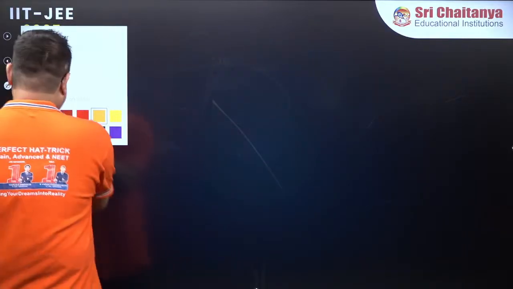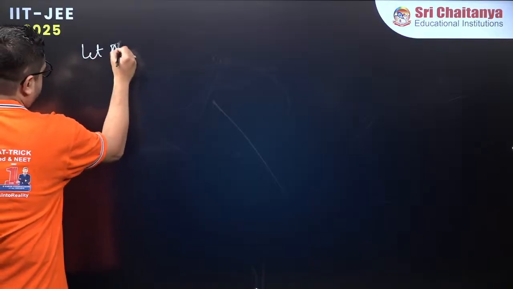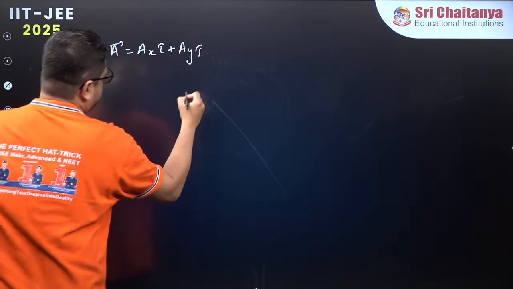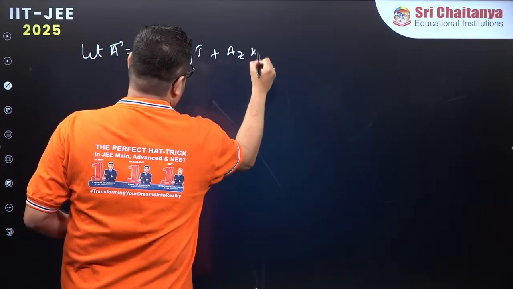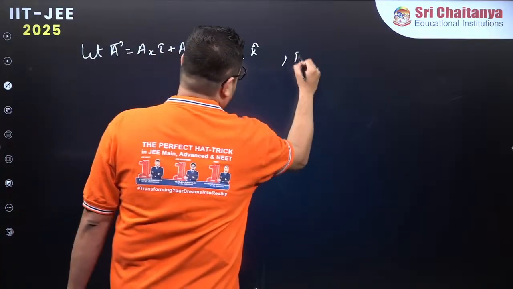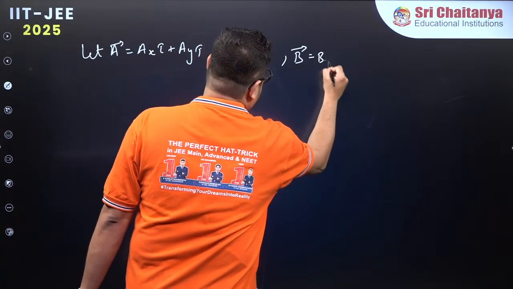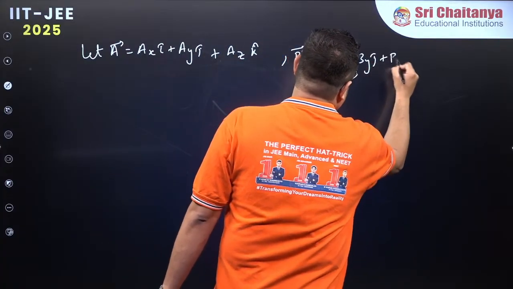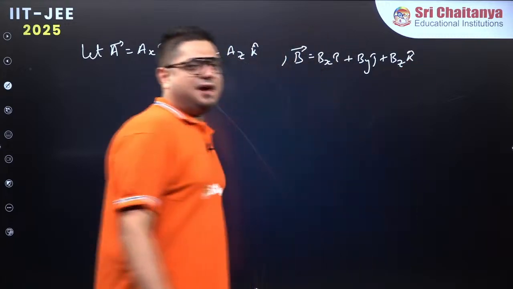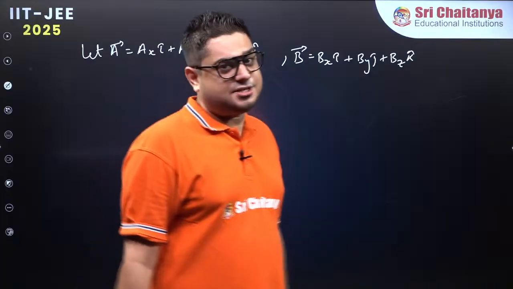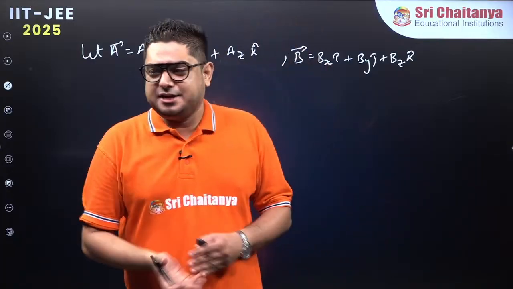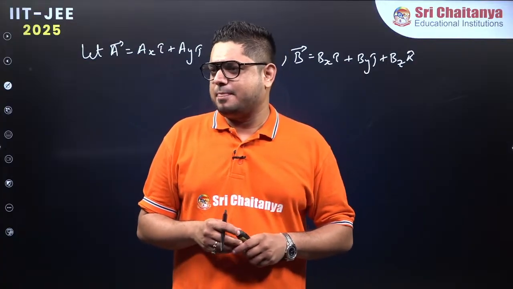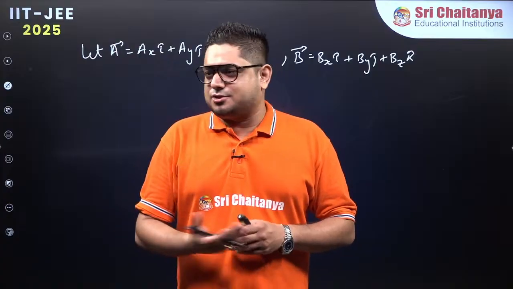Let A vector be Ax I cap plus Ay j cap plus Az k cap. And let's say B vector over here is given as Bx I cap plus By j cap plus Bz k cap. So now we have A equal to Ax I cap plus Ay j cap plus Az k cap, the three components, you know that. And B vector has the three components Bx I cap plus By j cap plus Bz k cap.